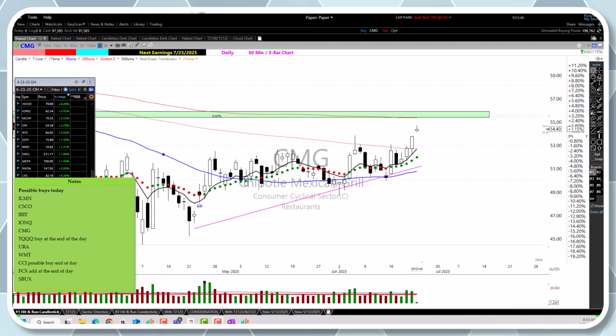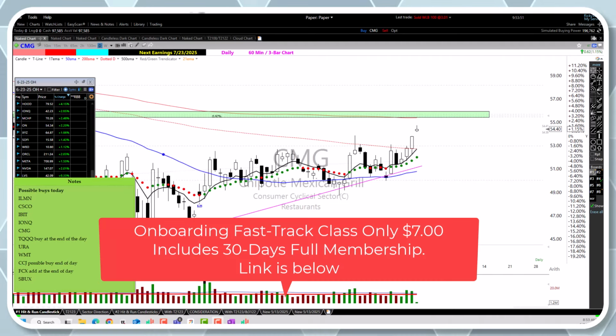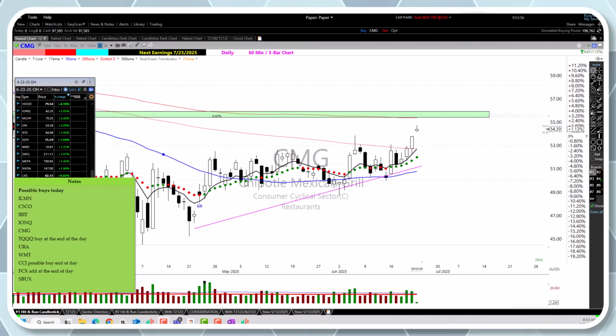All right, the very first one that we're going to talk about is the dotted deuce. Some of you, I'm going to repeat this, you're going to hear it again. What the dotted deuce is, it's the dotted red line you see on my chart right here. It's a modified 200 period moving average.